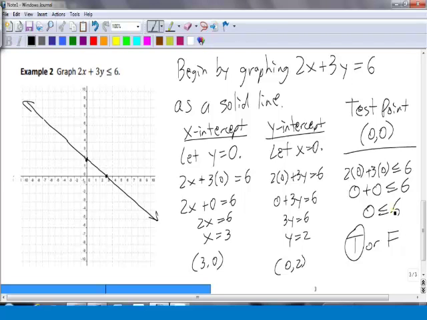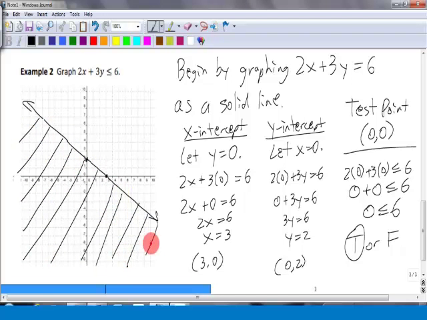So it's got to be strictly less than 6 in order to be able to say that is below. There's our test point. So below and to the left of the line. Something like that.